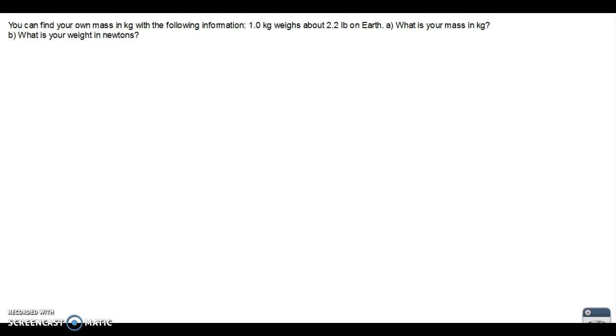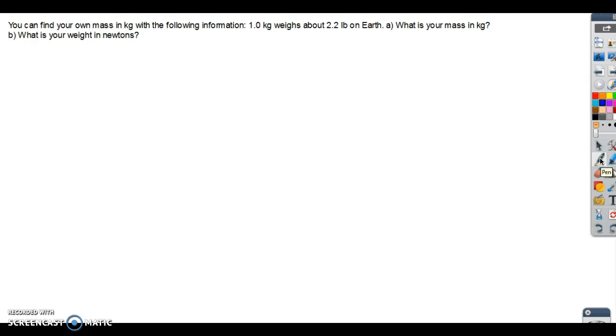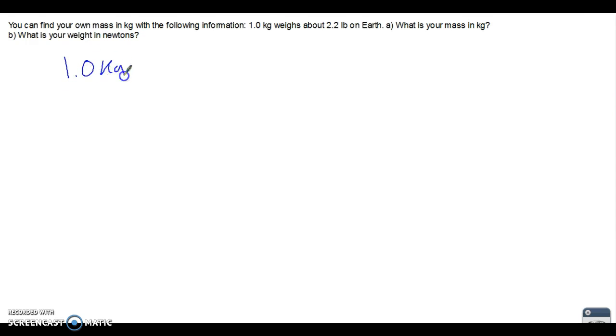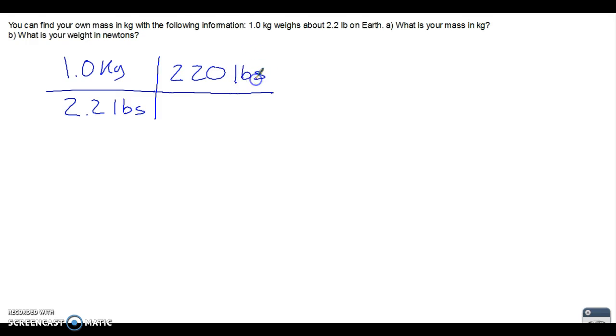So the way we do that is we say that 1.0 kilograms is the same thing as saying 2.2 pounds. If we use dimensional analysis to do this, we want to get pounds out of the denominator and keep kilograms in the top. So we put our weight in pounds. Let's say I weigh 220 pounds. In the top, that cancels our pounds out, and we're left with 1 times 220 divided by 2.2, which is 100 kilograms.